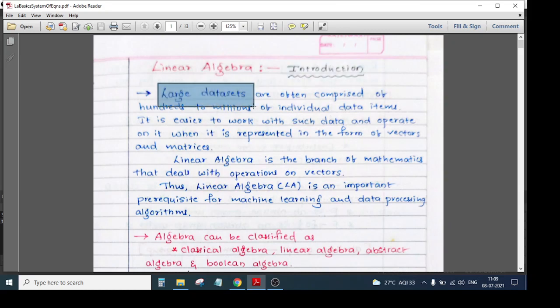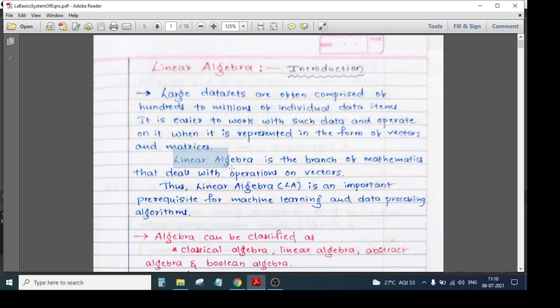Large data sets are often comprised of hundreds and millions of individual data items. It is easier to work with such data and operate on it when it is represented in the form of vectors and matrices. Say, for example, I have the data of some 20,000 students and I want to work with that data. Then that data is represented in the form of vectors and matrices. When such huge data is represented with the help of vectors and matrices, it becomes very easy for us to analyze it and work with it. That is where linear algebra comes into the picture.